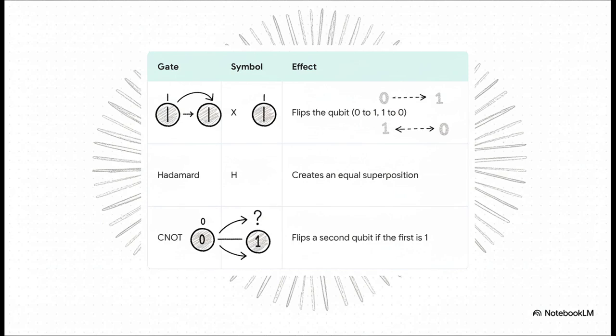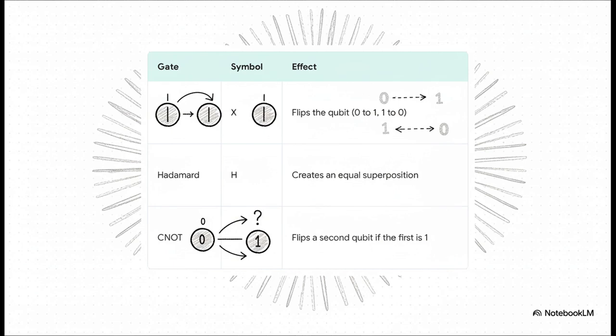It turns a 0 into a 1 and a 1 into a 0. Easy enough. But then you have the Hadamard gate, the H gate. Now this one is pure quantum magic. It's the button you press to put a qubit into that perfect 50-50 superposition we were just talking about. And then you get to stuff like the CNOT gate. It's a 2-qubit gate that connects them. It says, hey, look at the first qubit.